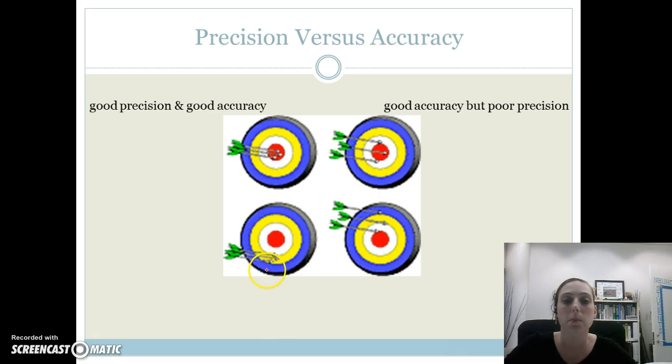Look down here on the bottom. They're all clumped together, but they're not near the bullseye. So, poor accuracy, but good precision. If our instrument is calibrated incorrectly, could we be getting the same results over and over and over? Yes. But does that mean that the results are accurate? No. And finally, our final picture here. What do we notice? It's all over. This is not a very good game of darts. So this is neither precise nor accurate.